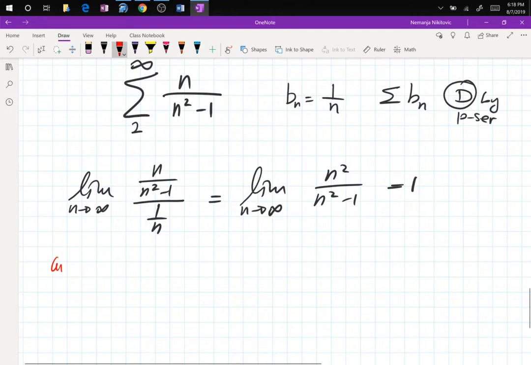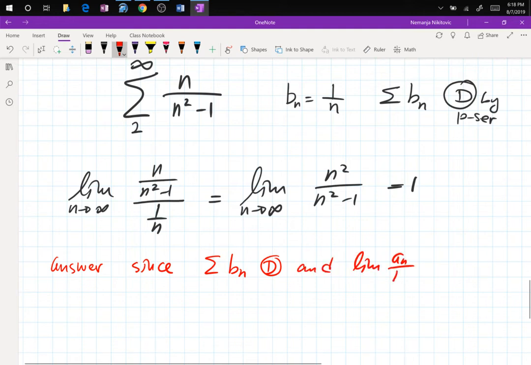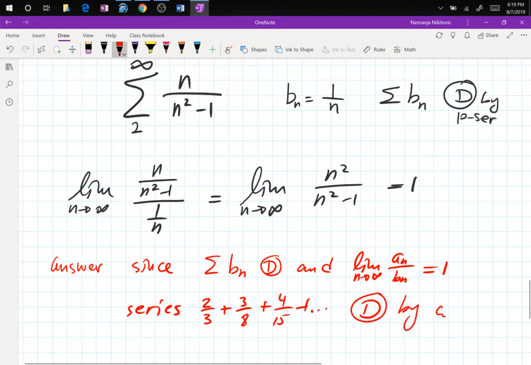So answer: since summation of Bn diverges and the limit of an over Bn is equal to 1, the series, and now you have this whole spiel of 2/3 plus 3 over 8 plus 4 over 15 plus ..., diverges by limit comparison test.